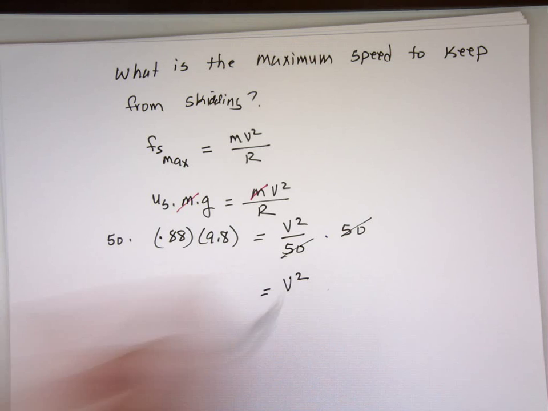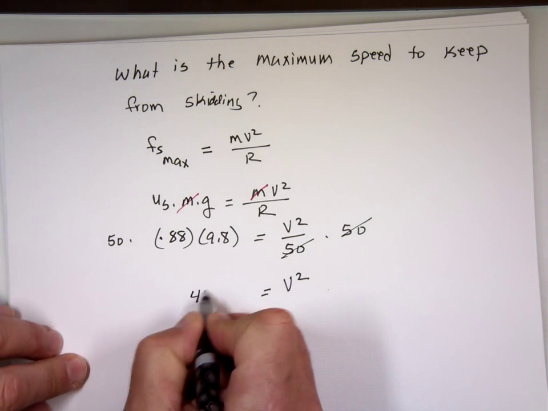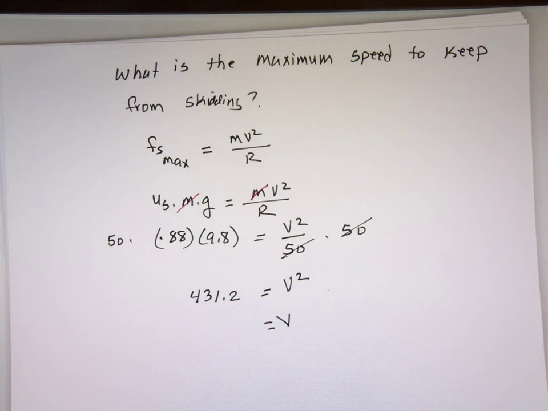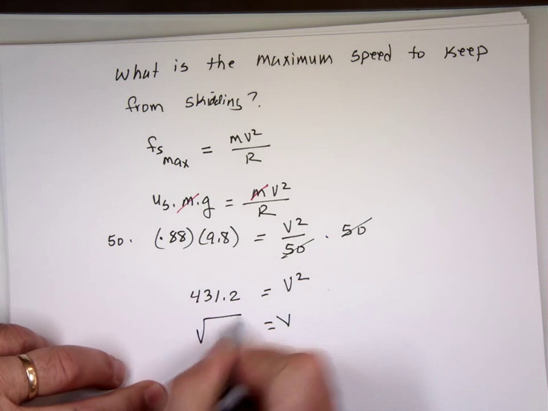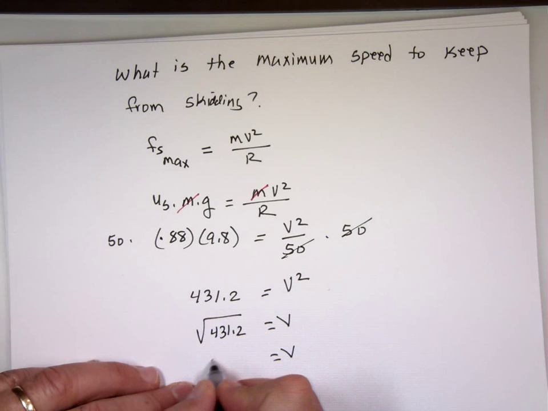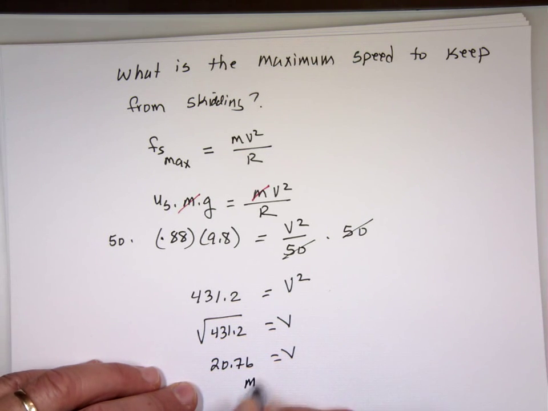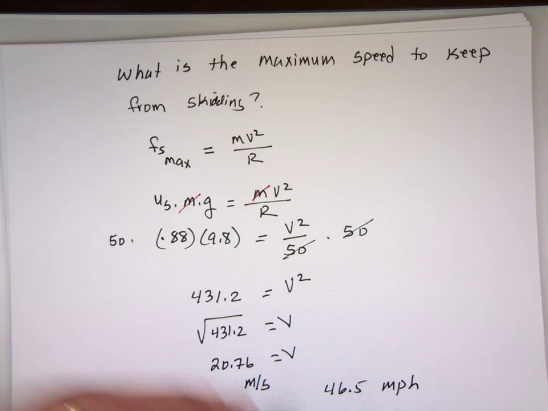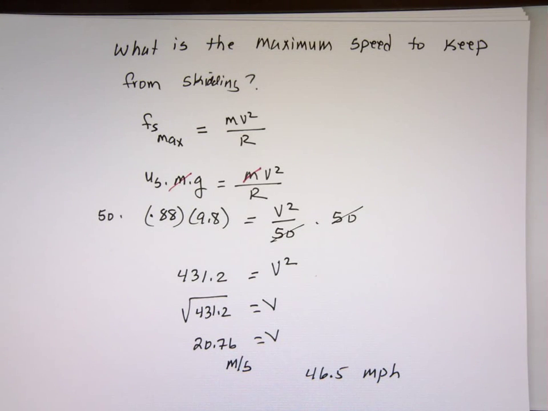50 times 0.88 times 9.8 is 431.2, which means v will be the square root of that number. You can make that turn at 20.76 meters per second, and you're just pushing your luck there. Approximately 46.5 miles per hour. So on that turn, if you hit it at 46.5 miles per hour, if it's dry, you're okay. You go over that, that car goes skidding. That's the maximum speed.